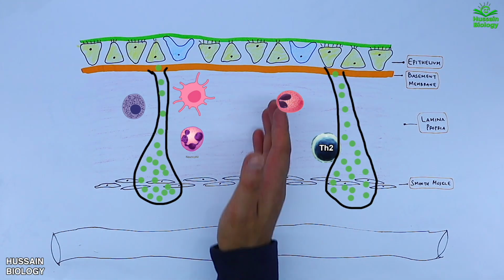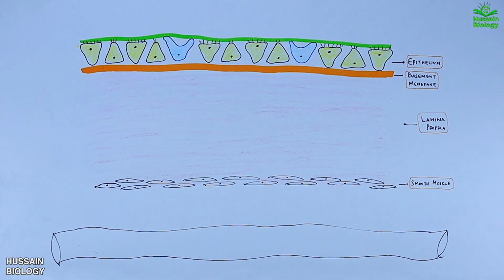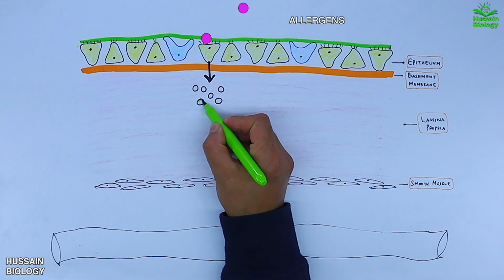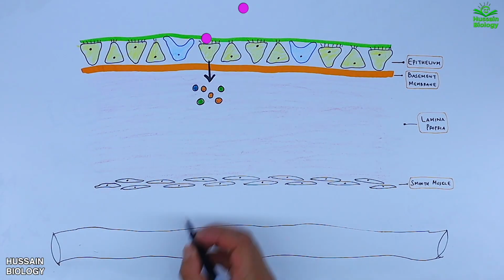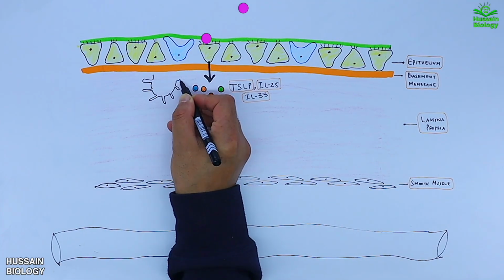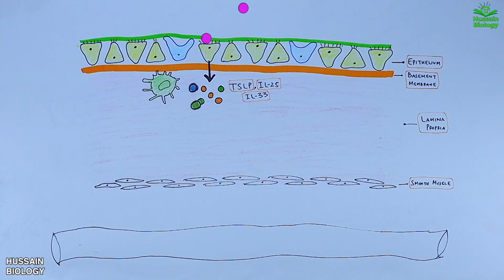First, let's remove all the cells from here. Now to start the triggering pathway of asthma, we have allergens present on the epithelium membrane shown in the diagram. They come in and bind with the epithelial cells. Upon binding, the epithelial cells release TSLPs, IL-25 and IL-33. And on the other hand, we have the dendritic cell. The TSLPs then bind with the dendritic cell and we get the activation of the dendritic cell. And upon stimulation with TSLPs, the dendritic cell produces chemokines like CCL17 and CCL22.